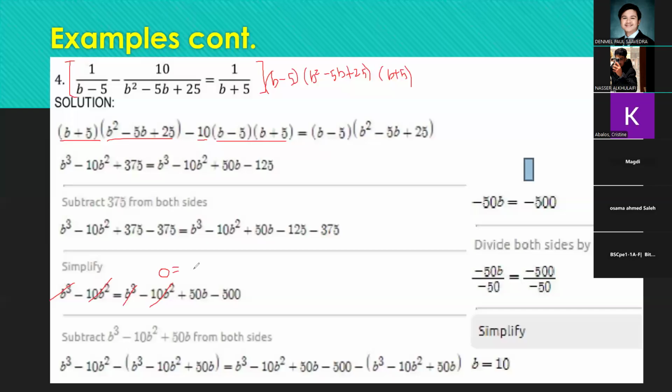Retaining 0 is equals to 50b minus 500. And eventually you can transpose this one on the other side. So now negative 50b is equals to 500. And then negative b is equals to 500 over 50, which is equals to 10. But we only need positive b, so b is equals to negative 10.